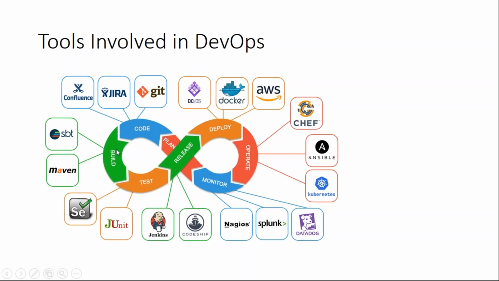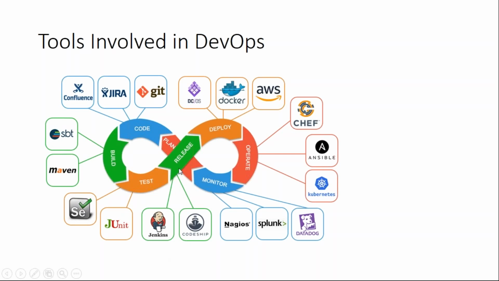Next it's going to the build environment. If we are using Java, then we have Maven as a tool. We may use Gradle as a tool. Then if we go to the test environments, we have the Selenium tool and JUnit. What is JUnit? JUnit is a unit testing tool.